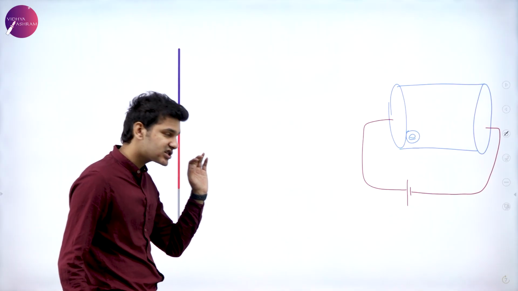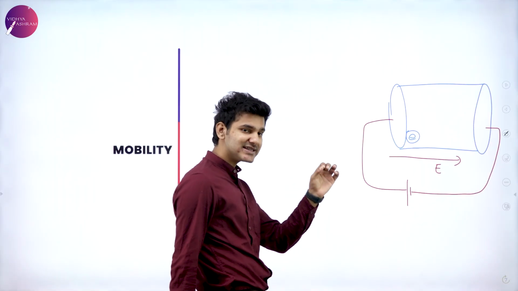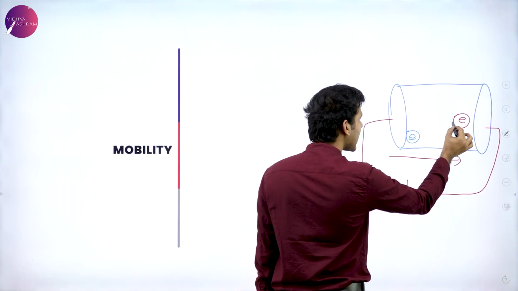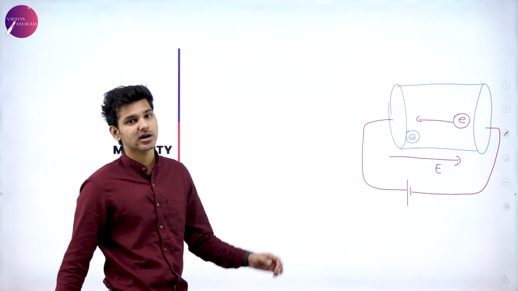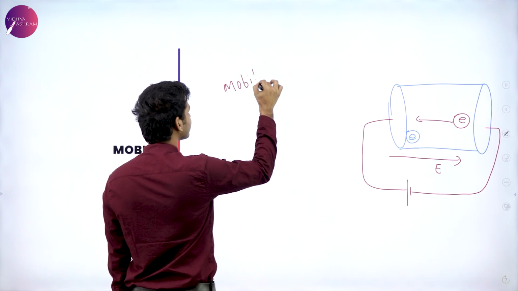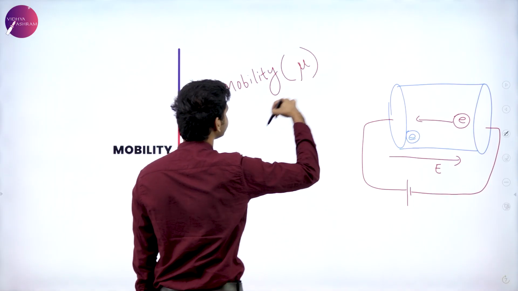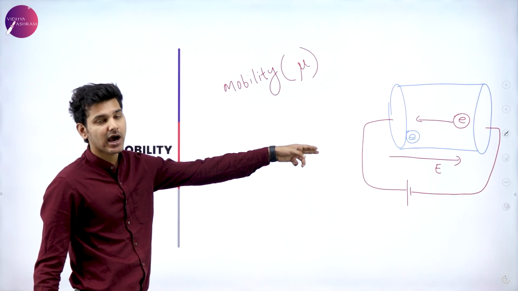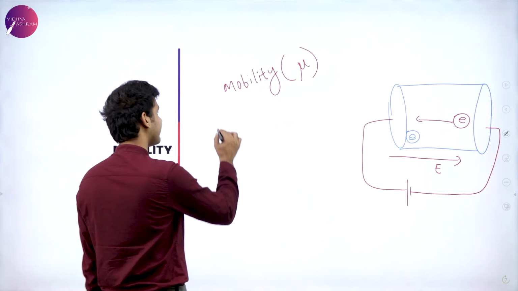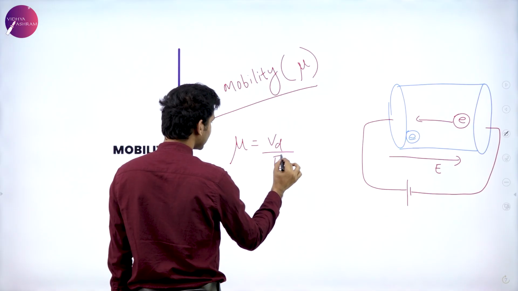So when an electric field is applied across a conductor, let's say this is the electric field applied, how easily can a charge carrier, in this case an electron, move in that conductor is known as mobility, and mobility is represented by the letter mu. So mu is mobility, how easily a charge carrying particle can move in a conductor when an electric field is applied. And the equation to find mobility is mu is equal to drift velocity divided by the electric field.